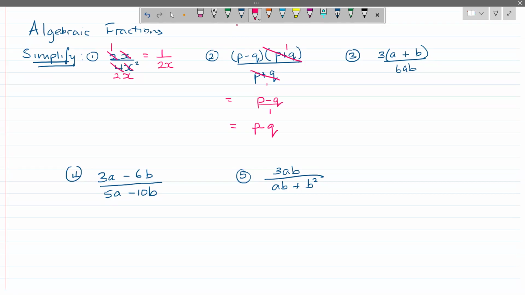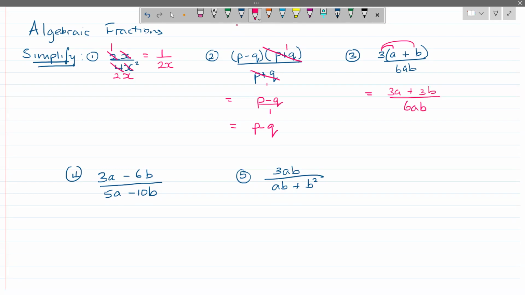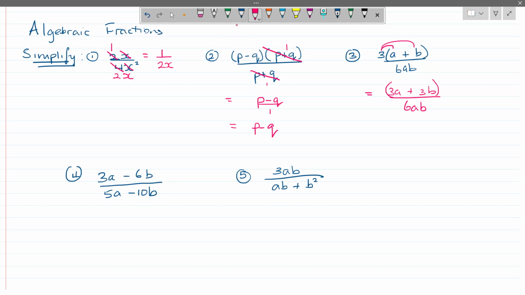Now look at this one. This one is a bit different, and this is what I'm talking about. If I expand this bracket, I'll get 3a plus 3b. There's a misconception that we could cancel the 3 and the 6 here, or the a and the a here, and the b and the b there. That is incorrect. The reason that is incorrect is because this is treated as an entire term on top. I can only cancel if I have the exact thing at the bottom to cancel.